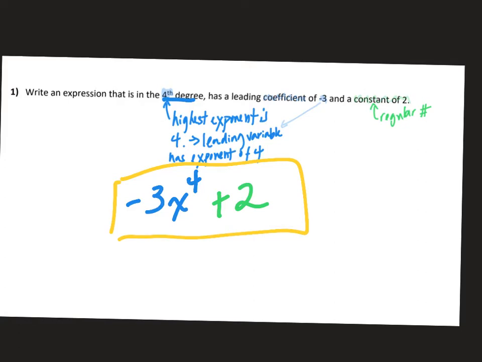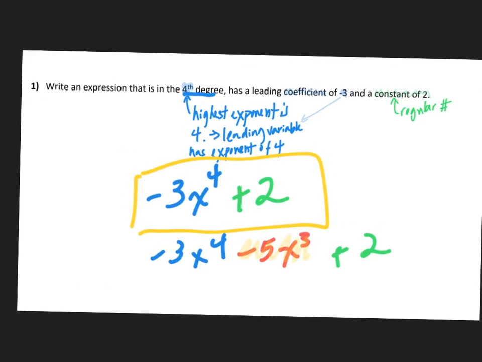It would have also been acceptable to do something like -3x to the fourth plus 2, and then put some other term in there like -5x third. As long as whatever term you're adding to this doesn't have a higher exponent than 4 and isn't another constant, you're fine. But your entire expression really should have these two elements. As long as it has those two elements, you're fine. Okay, let's try the next one.